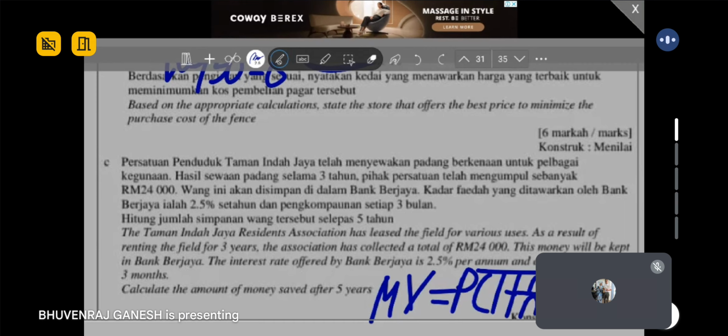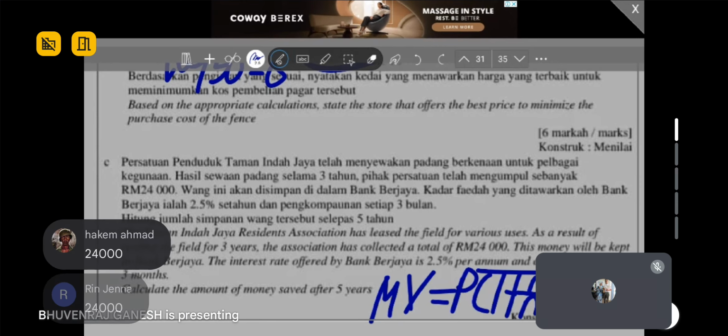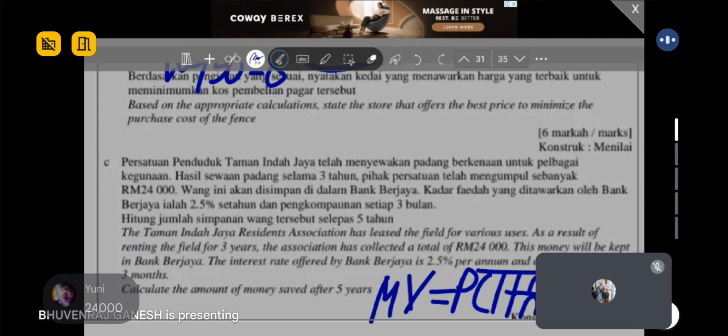So may I know what is my P value, guys? Apa nilai P saya? Cuba bagi tahu berdasarkan soalan. Very good. 24,000. Okay, R value, nilai R berapa? R value must be careful, guys. Yes, very good. Don't say 2.5, ya guys. Jangan kata 2.5. Because R value refers to the rate, kadar. Kadar tu maksudnya kamu kena bahagi 100 selalunya. You must divide by 100 if you have percentage. Kalau ada peratusan like this one.